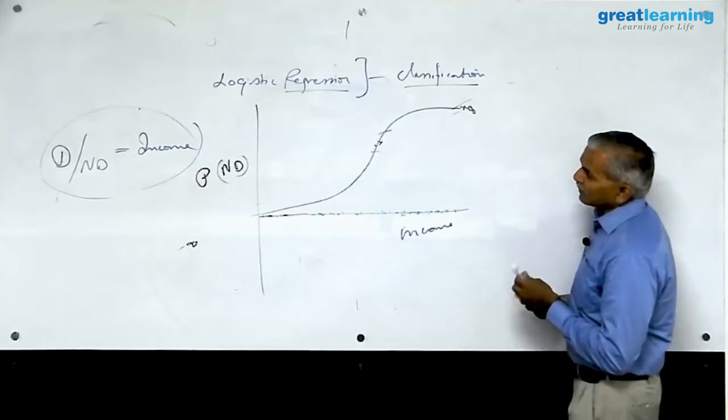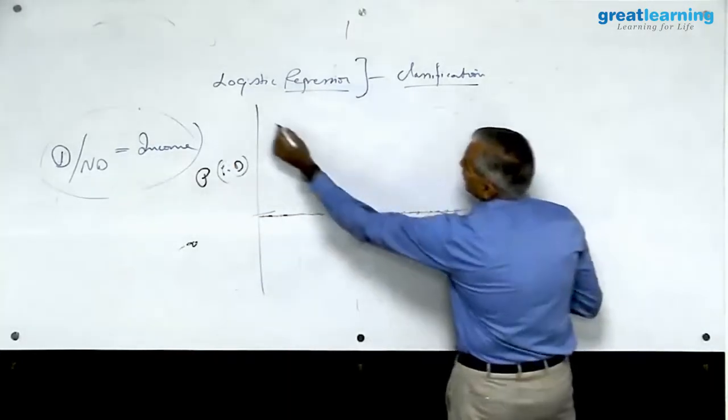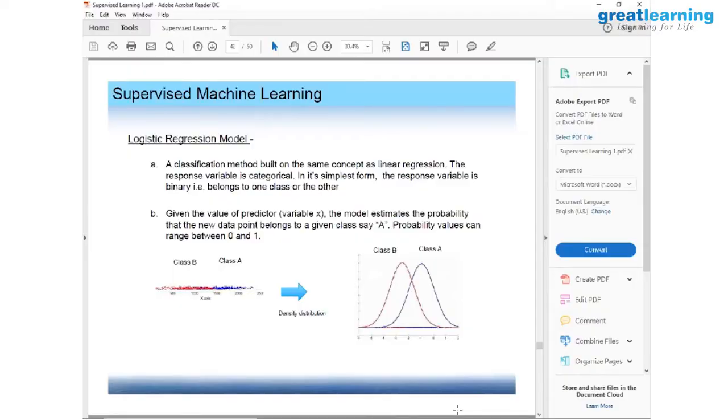If this was probability of somebody being defaulter, then this S curve will be upside down. It will be like this. Okay? So it doesn't matter which one you take. I've taken this one because it's more intuitive to explain. So we are looking for an S curve which will do the clean separation of the two.